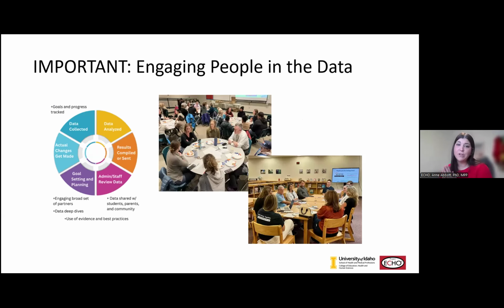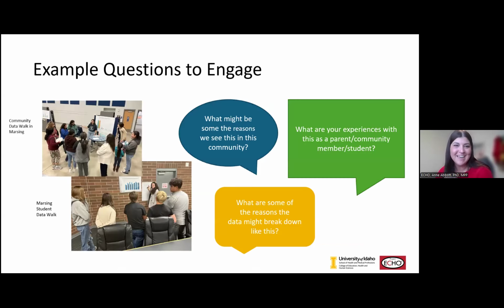All right, so really important, and shout out to Blaine County and West Ada, because I think that's where these pictures are from. Didn't know you were going to be spotlighted today, Jim, but you are welcome. So thinking about engaging people in the data, next slide, please. This is just like a fun picture slide.